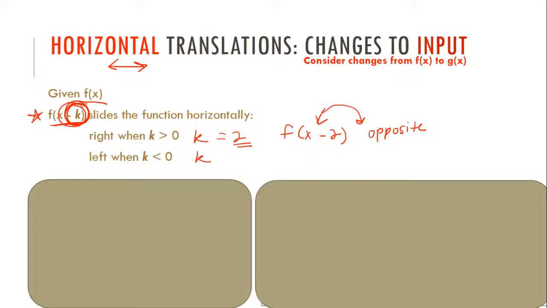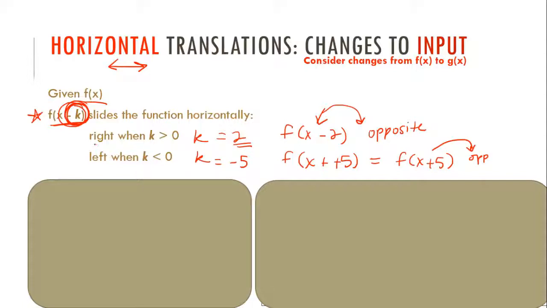So likewise, let's say that k was -5, because it's less than 0. If I plug a negative into this function, f of x minus k, two negatives make a positive. So this would actually be f of x plus 5. And again, that sign is opposite to what we're really doing.